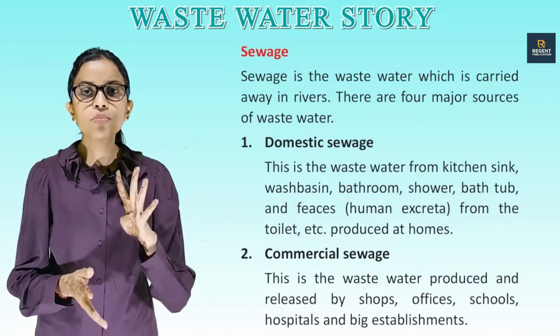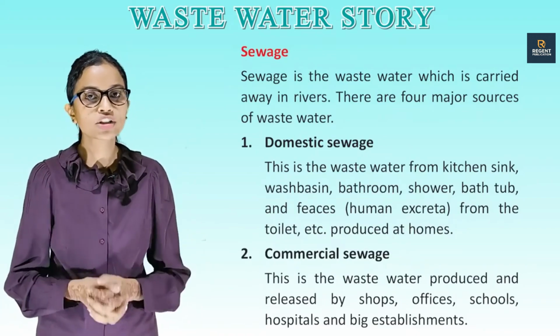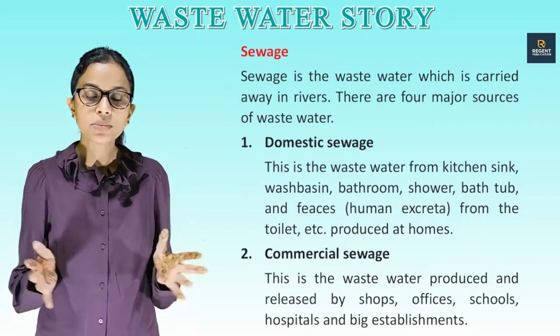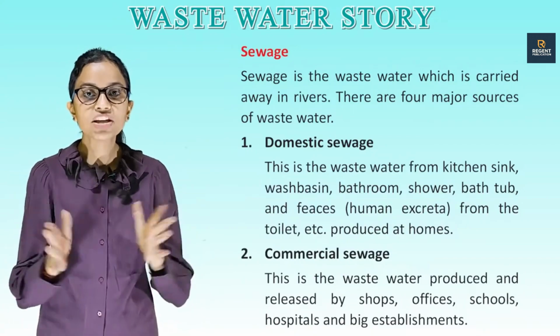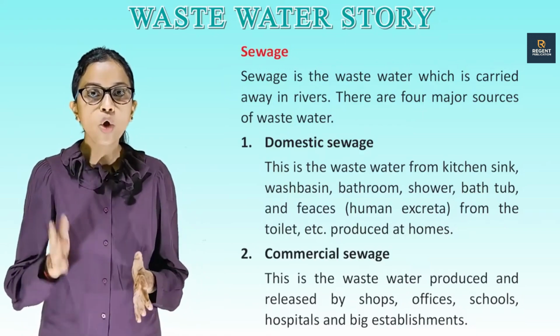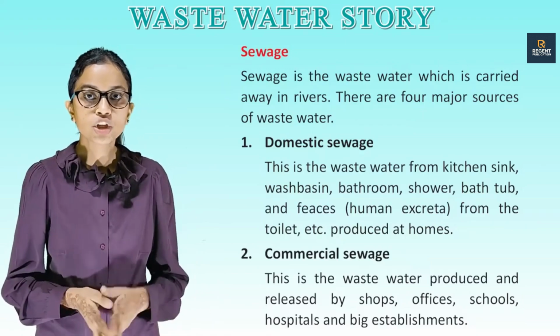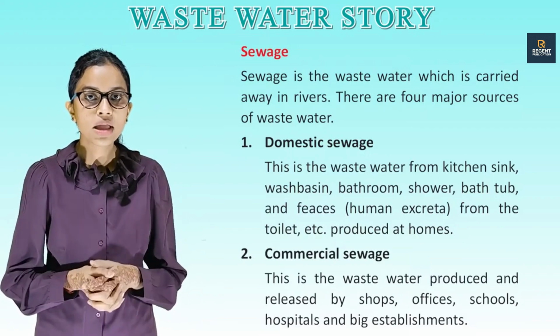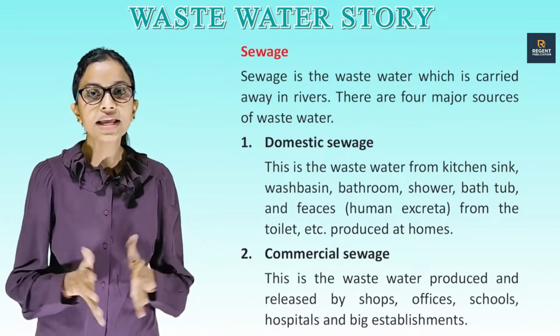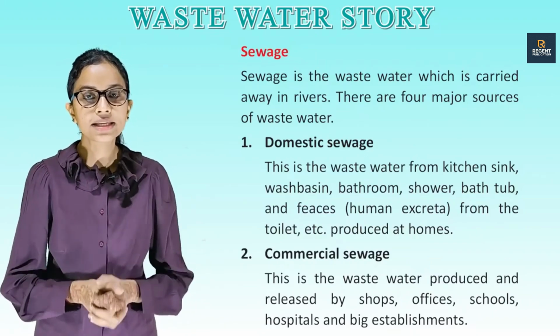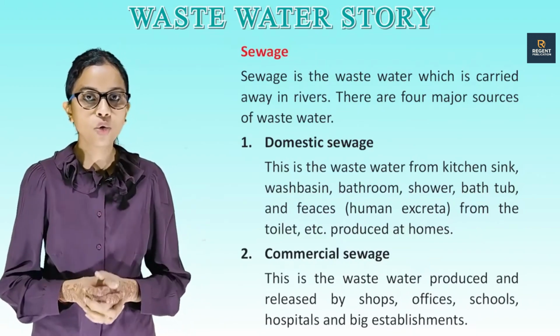There are four major sources of wastewater. First, domestic sewage. This is the wastewater from the kitchen sink, wash basin, bathroom, shower, bathtub, and feces, human excreta from the toilet, etc. produced at homes.